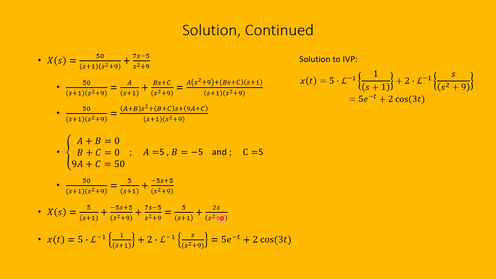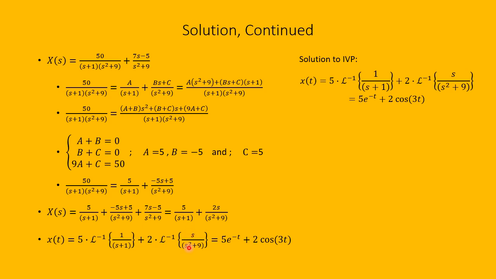So if we want to get the solution to the initial value problem, x of t, all we have to do is take inverse Laplace transforms. Remember that the inverse Laplace transform is linear. So the inverse Laplace transform of this stuff is the inverse Laplace transform of this first fraction plus the inverse Laplace transform of the second fraction. So by linearity, the inverse transform of this first fraction is 5 times the inverse Laplace transform of 1 over s plus 1. The inverse Laplace transform of this second fraction is 2 times the inverse Laplace transform of s over s squared plus 9.